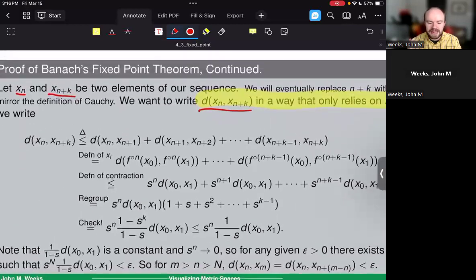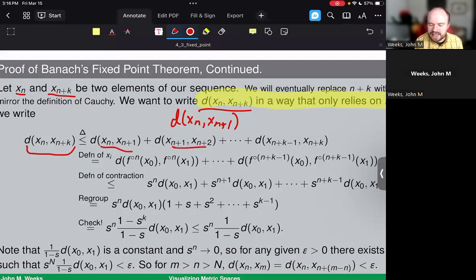Well, to do this, we're going to need to do quite a few things. First thing is we're going to need to use the fact that I know things about d of x of n and x of n plus 1 in this sequence because I know that these are related by the contraction factor. So why don't we take a look at it in terms of that first? Let's start by breaking up the distance from x of n to x of n plus k in terms of these step-by-steps in terms of the sequence.